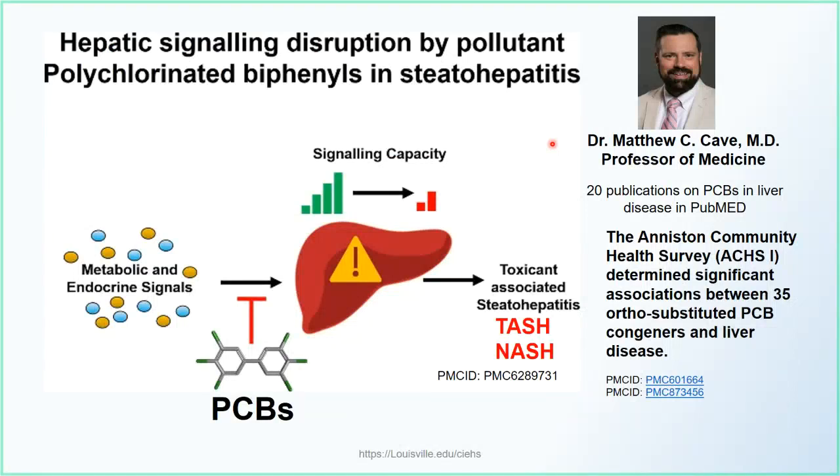Now, Matt Cave, who is in the Department of Medicine and the Division of Hepatology, has published over 20 papers on PCBs in liver as a disease model. And this work has human relevance in that he and his colleagues in the Anniston Community Health Survey Study have shown a significant association between 35 particular substituted PCB congeners and liver disease in the human population. And his model is that hepatic signaling is disrupted by PCBs. So normal liver is controlled by metabolic and endocrine signals, but in the presence of PCBs, this disrupts the signaling capacity of the liver.